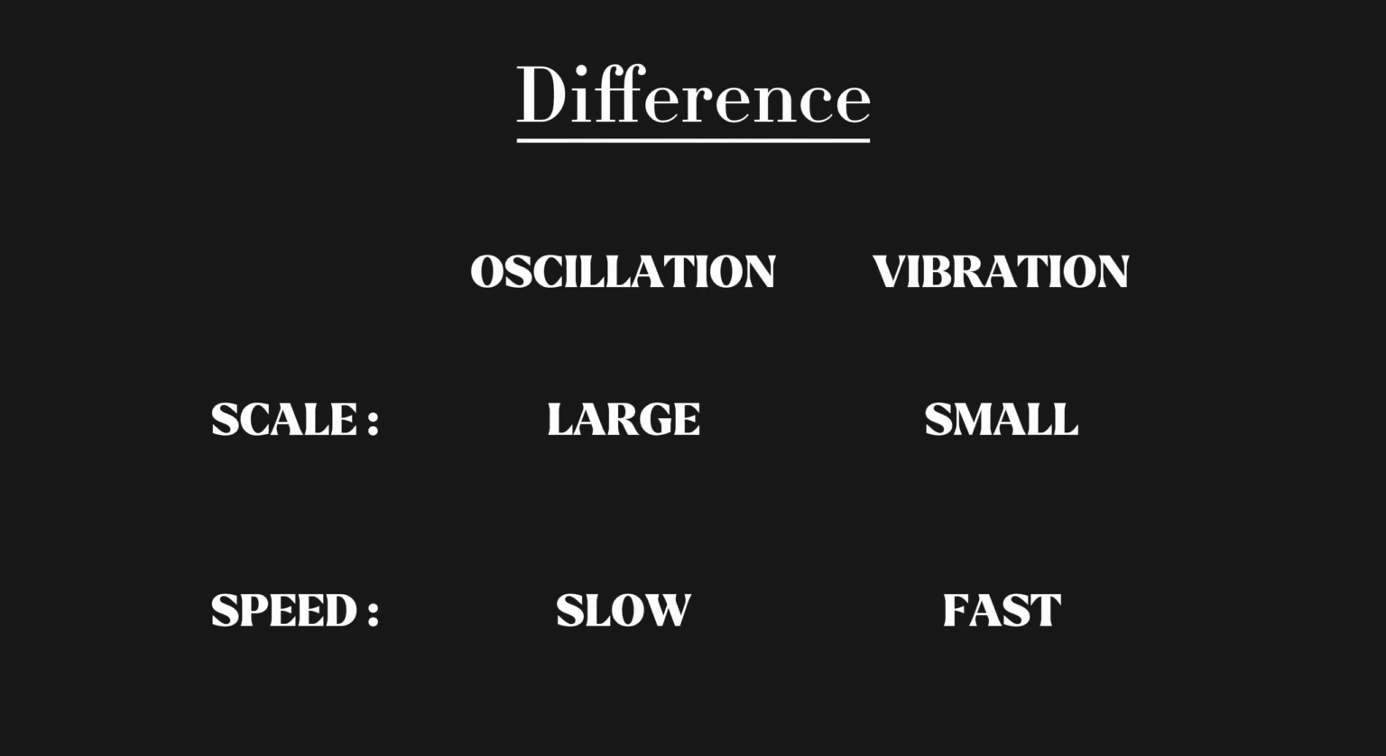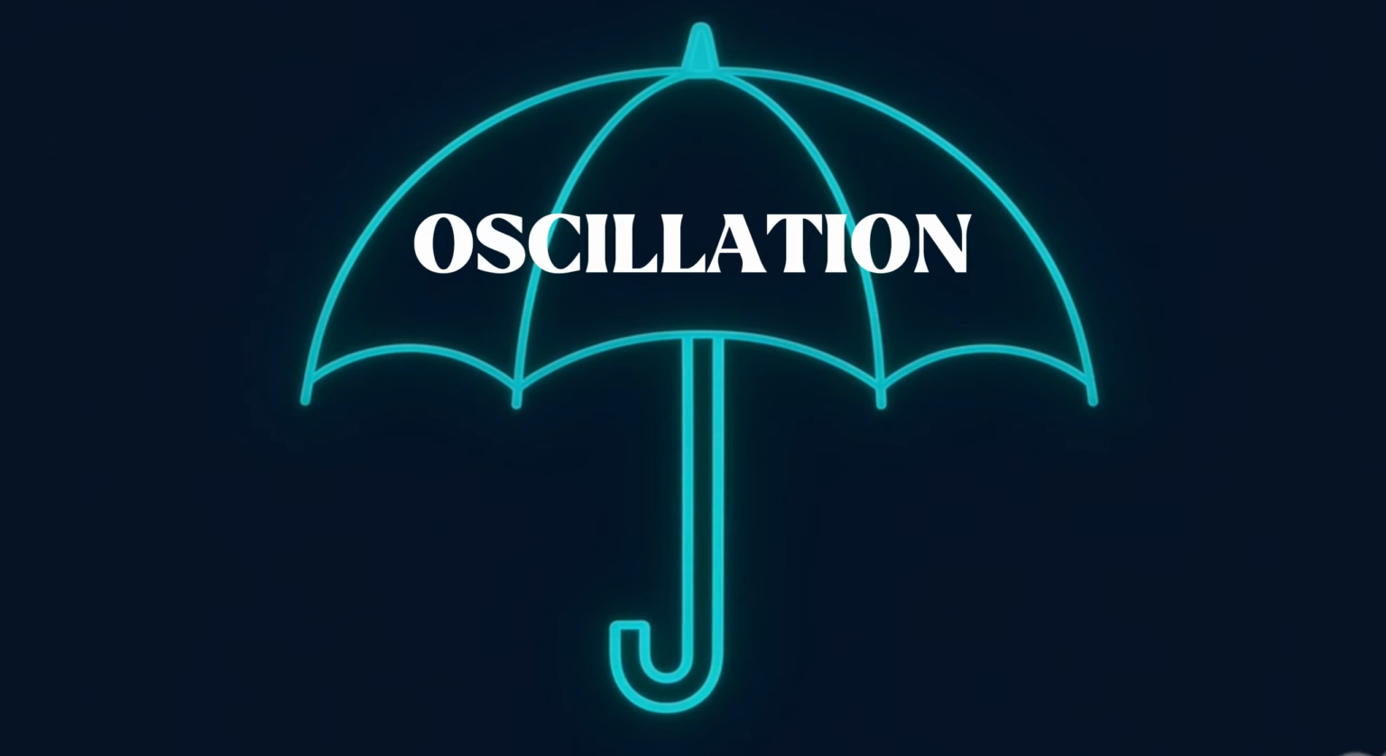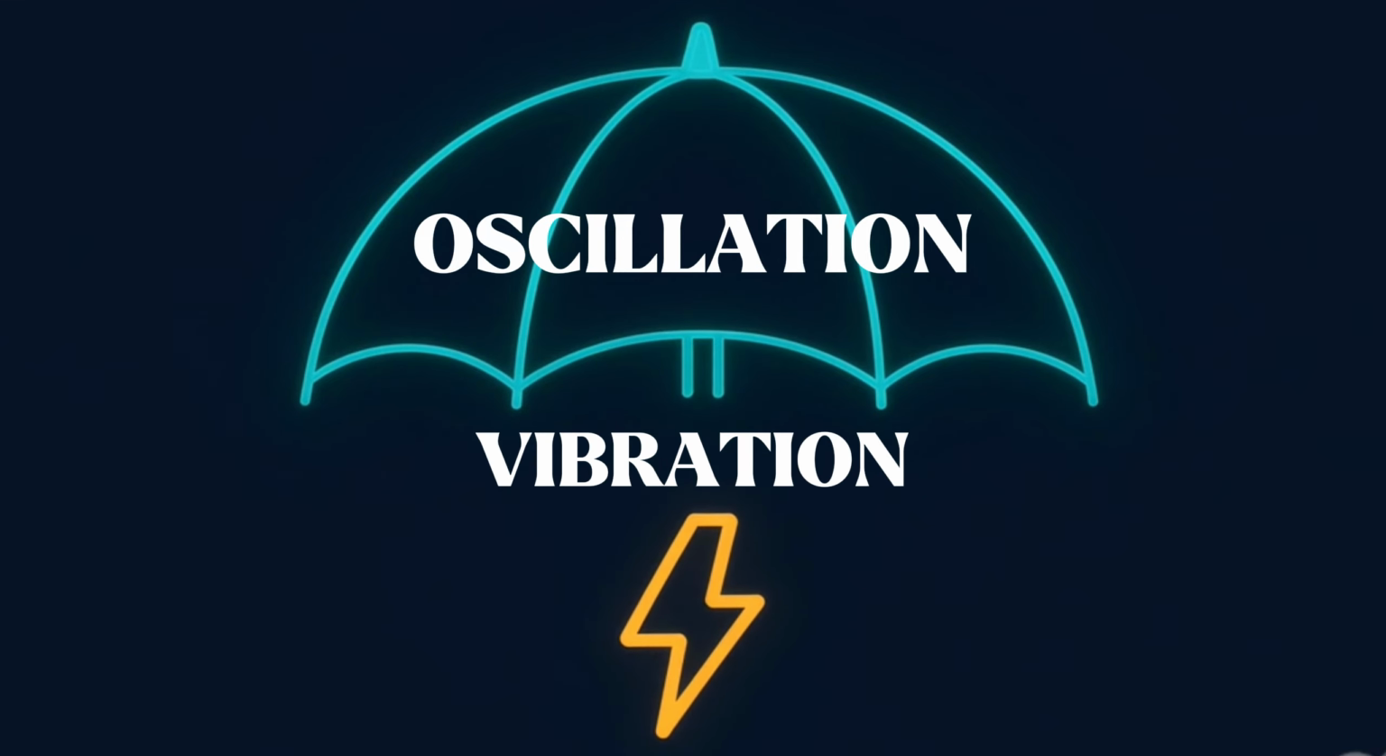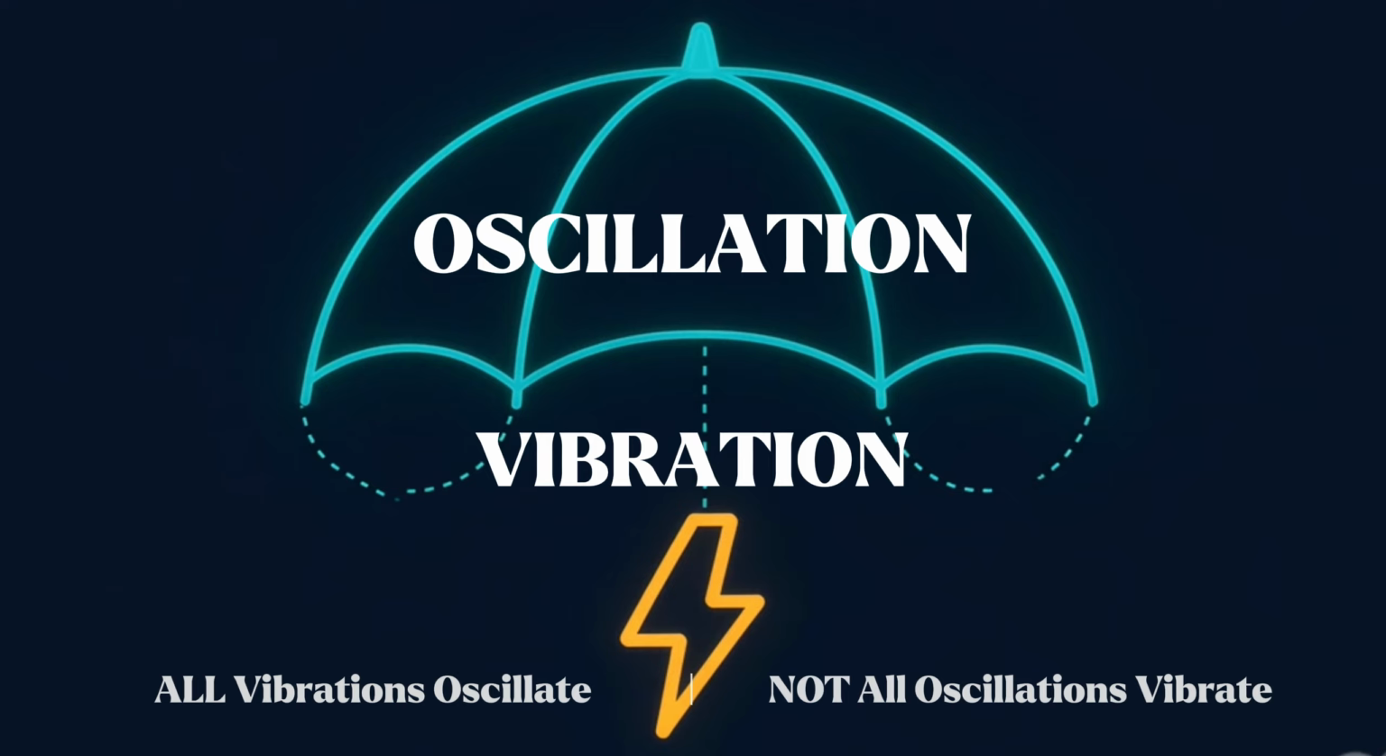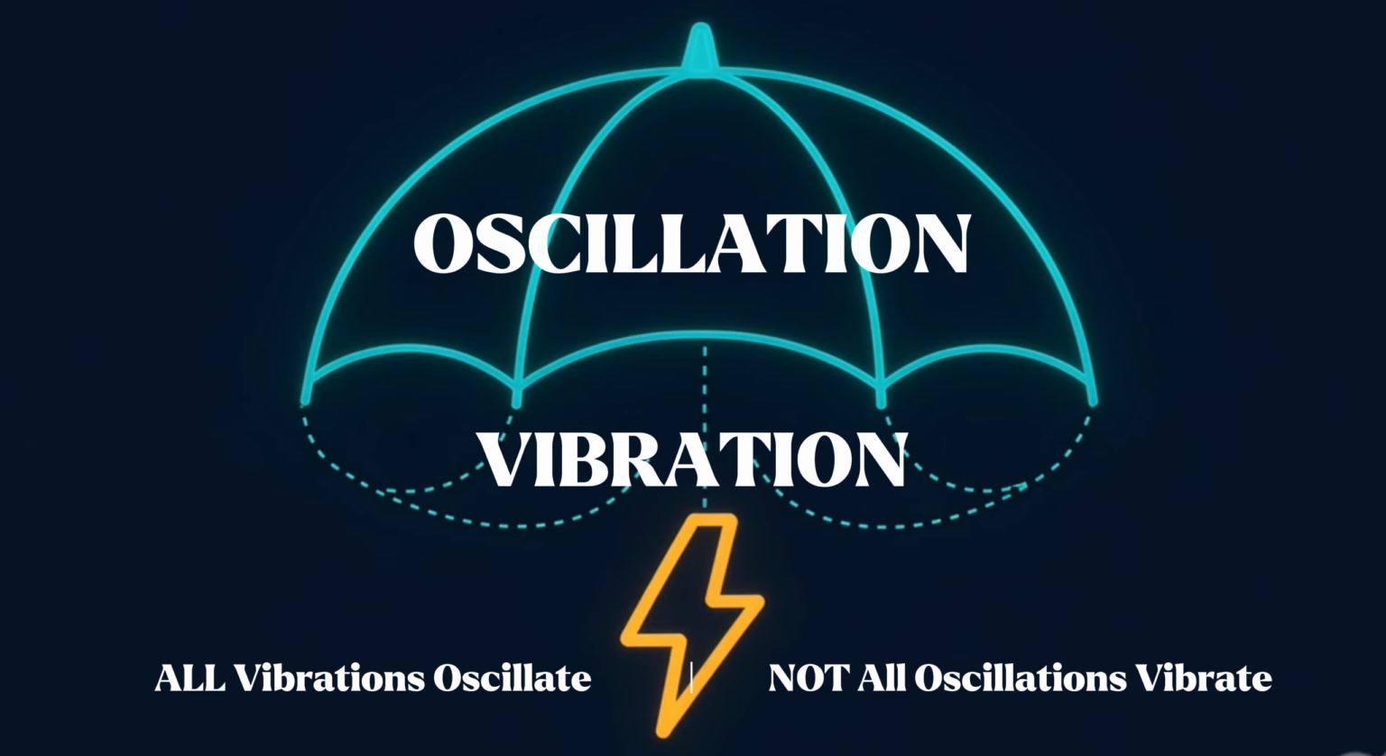Oscillation is slow and large. Vibration is fast and small. Oscillation is the big umbrella term. Vibration is just the fast, tiny version living under that umbrella. Think of it this way. All vibrations oscillate, but not all oscillations vibrate.